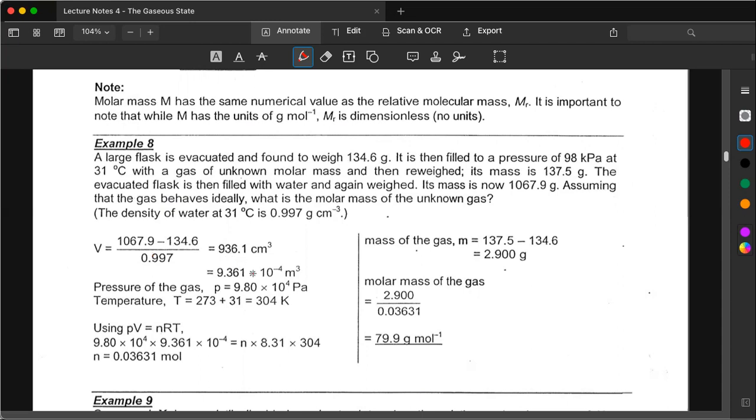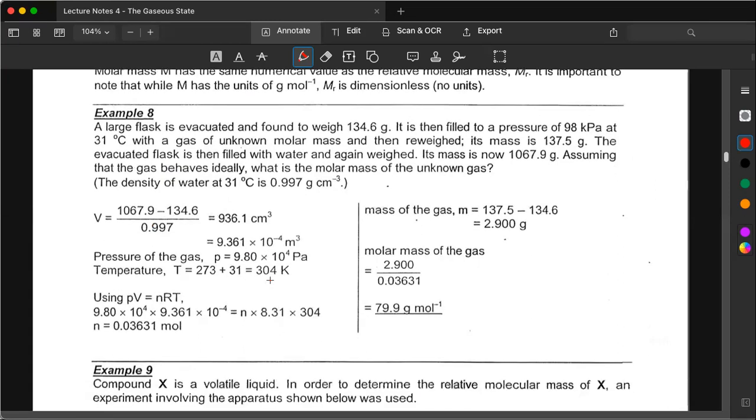Okay, which will be 9.361 times 10 to the power negative 4 meter cube. Now, this is the volume, and we also have the pressure. The pressure given was 98 kilopascal, so we just multiply by 1000 to obtain the pressure in pascal, since the pressure was given in kilopascal. And then we convert temperature to Kelvin as usual.